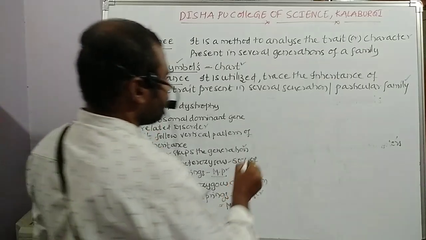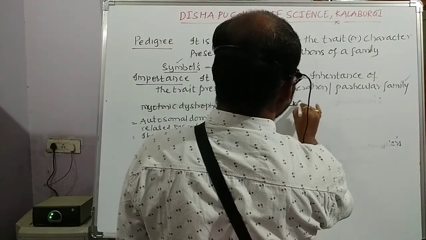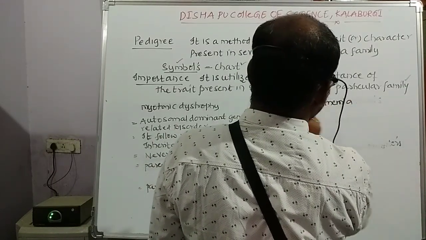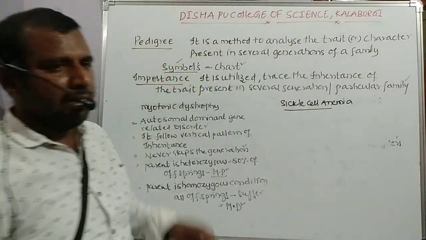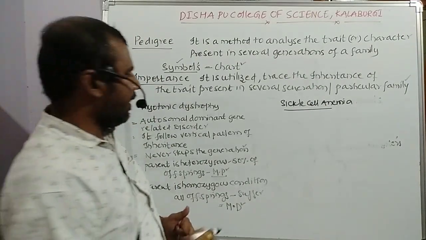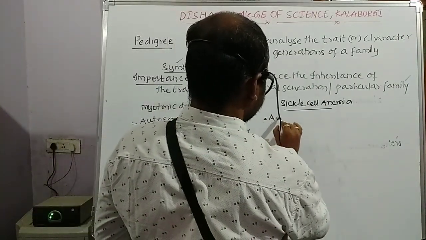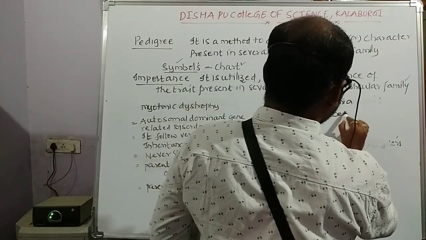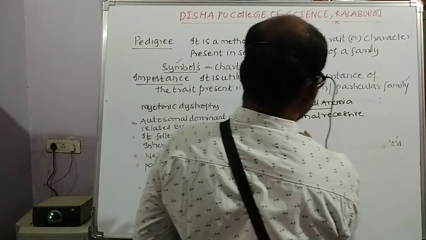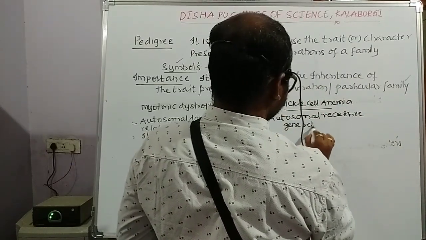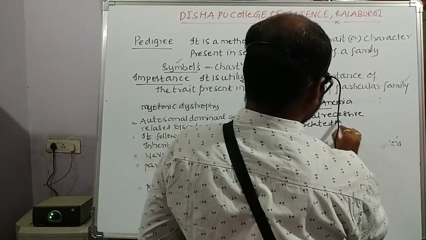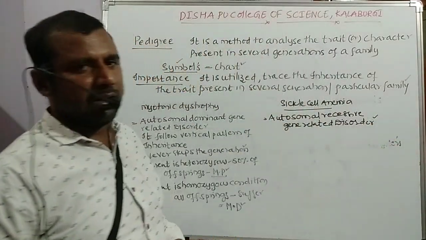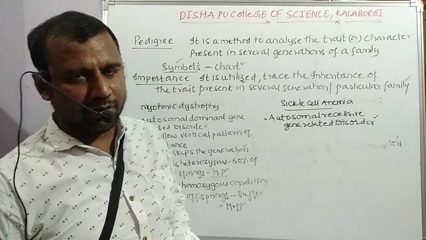Now next, sickle cell anemia. Sickle cell anemia is an autosomal recessive gene related disorder. It is an autosomal recessive gene related disorder.